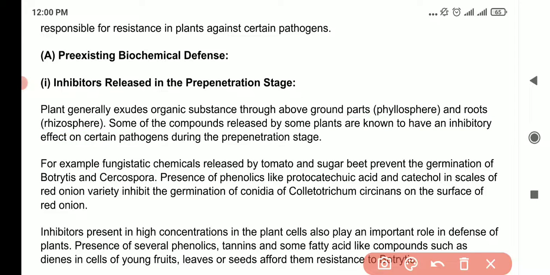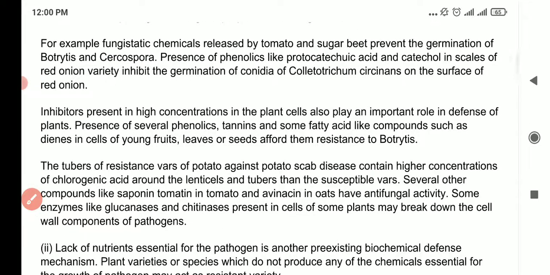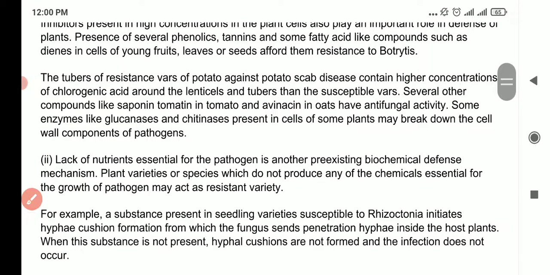In the rhizosphere and the phyllosphere, there are some chemicals that are released. Example is fungistatic chemicals released by tomato and sugar beet. These fungistatic inhibitors mean they kill fungus. When they are secreted in high concentration, they will defend the plant against the infection. So you can go through, the note is already there. It's not a tough topic that I really need to explain. This is only reading and taking in.